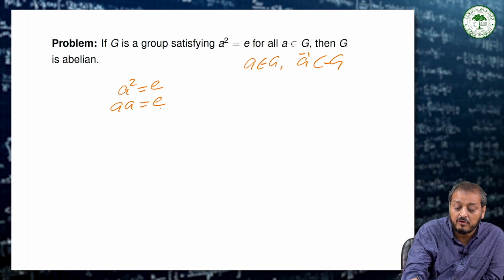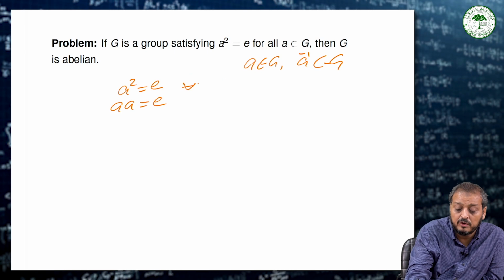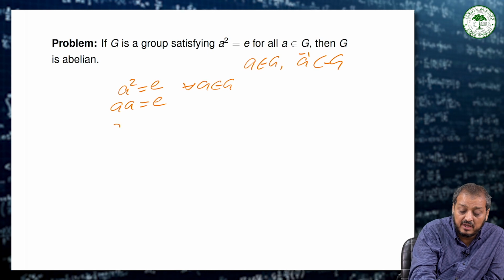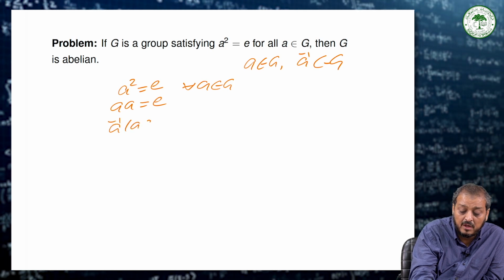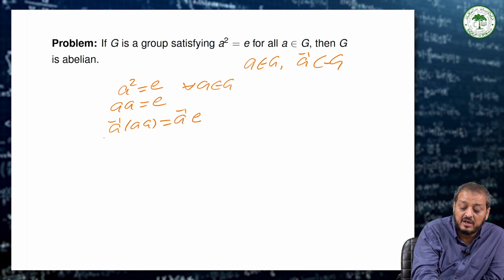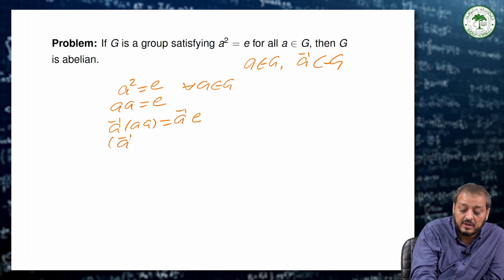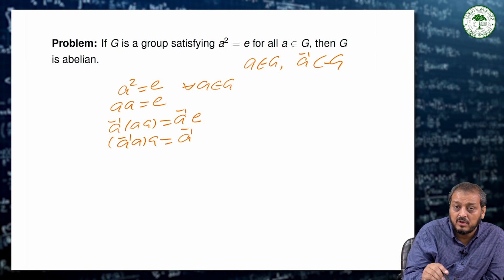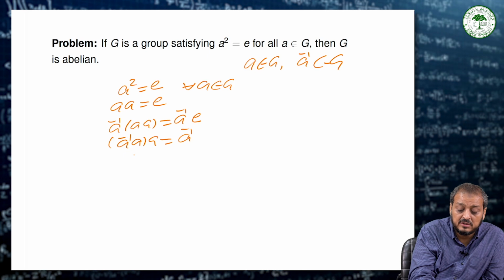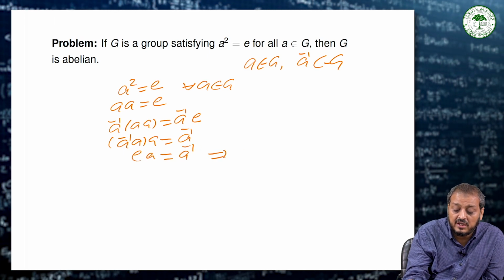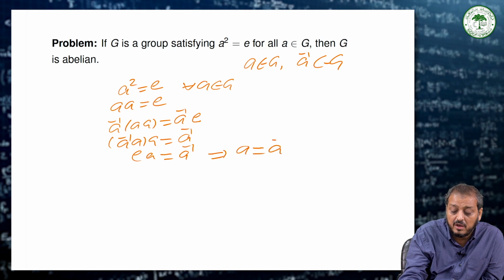Then we have this is true for all a that is an element of G. Then we can write a inverse a is equal to a inverse e, and then using the associative property and the identity property, a inverse a is equal to a inverse. This is ea is equal to a inverse. Then we can say that a is equal to a inverse.